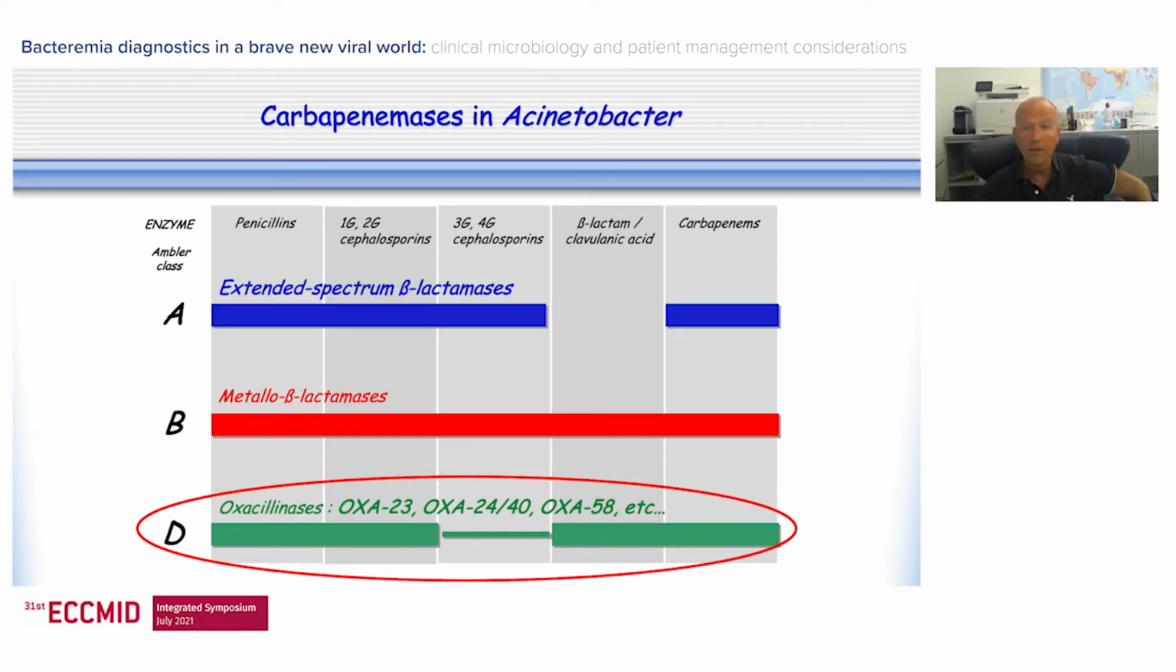And which is the main mechanism of resistance to carbapenems in Acinetobacter? It's mainly due to the production of these so-called class D carbapenemases, also named oxacillinases. And you have the major determinants being OXA-23, 40, and OXA-58. And these are the most commonly identified carbapenemases in Acinetobacter baumannii all over the world.